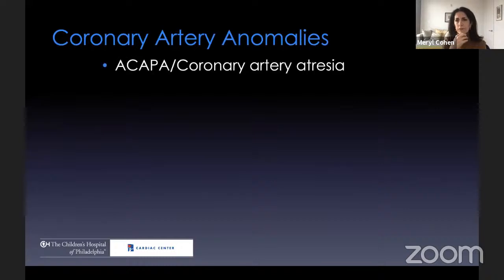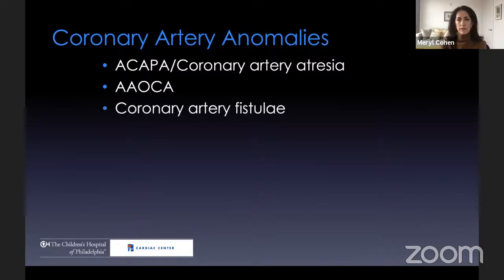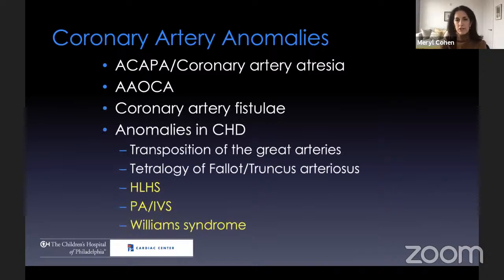So we're going to cover a few lesions today. We're going to cover anomalous coronary artery off the pulmonary artery and coronary artery atresia. We'll also cover anomalous aortic origin of the coronary artery, briefly coronary artery fistulae, and then I'm only going to cover two of these because others are covered when you discuss those lesions, but I'll briefly talk about anomalies of the coronaries and transposition of the great arteries, and you can also put double outlet ventricle into that, as well as tetralogy of Fallot.